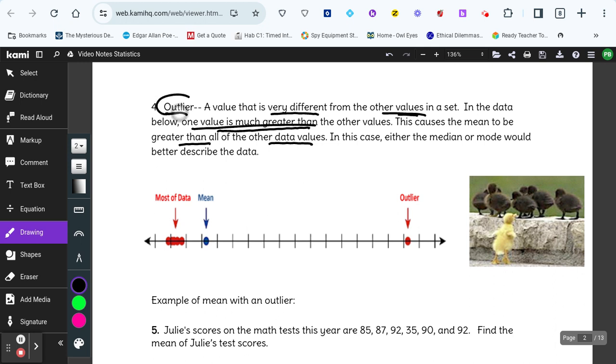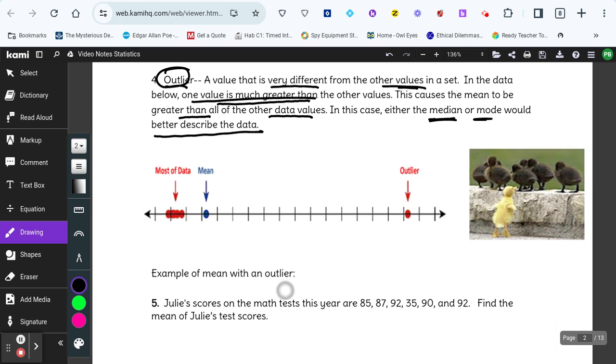Anytime you have an outlier, I want to tell you that the median or the mode is going to describe the data better. So if you have an outlier in your data, please listen. Don't use the mean to find the average because it's invalid. It's not a real representation of the center of the data.